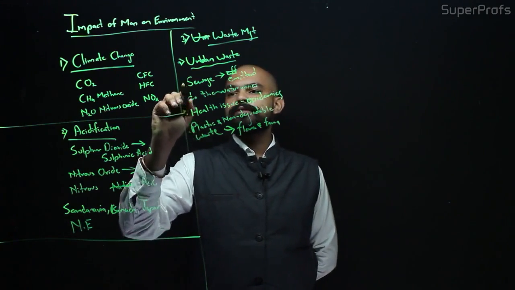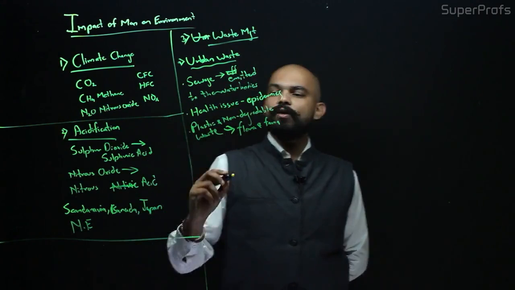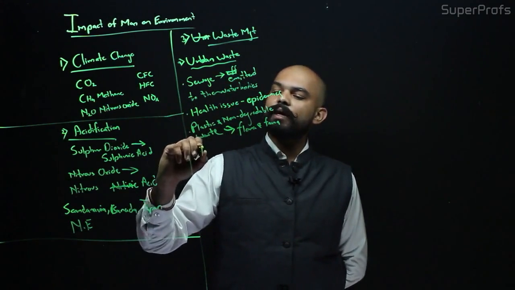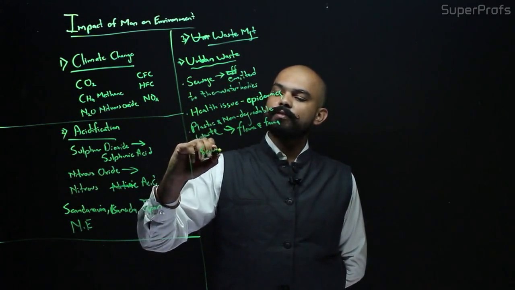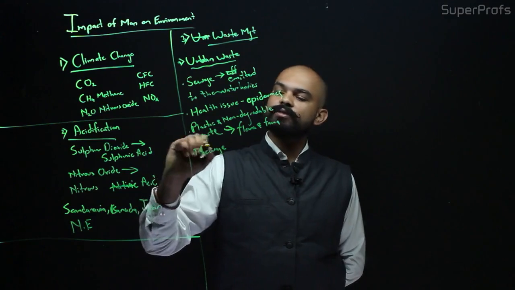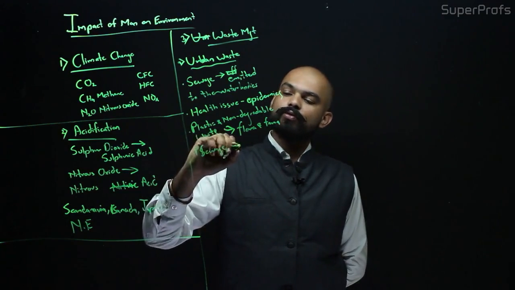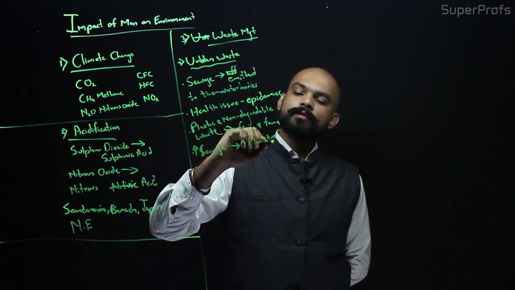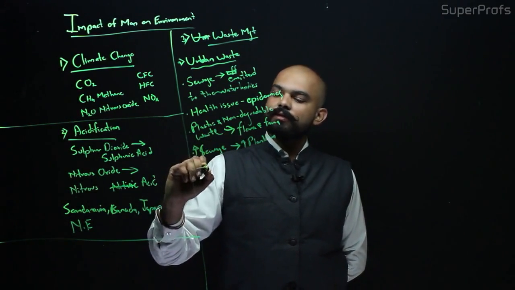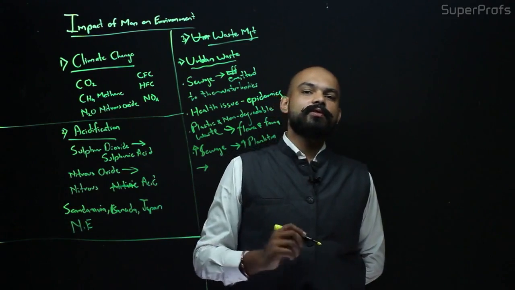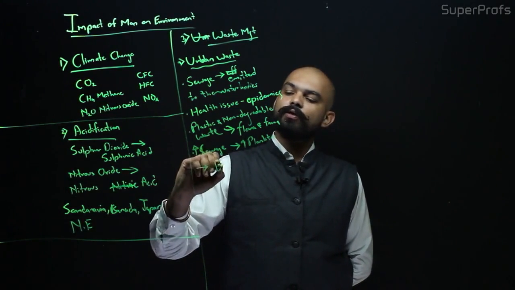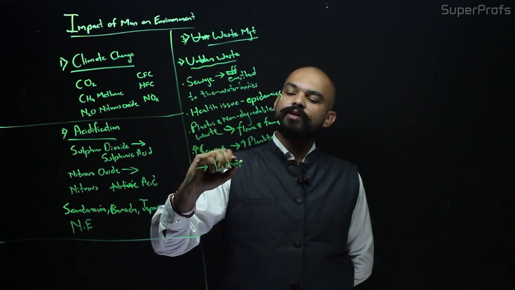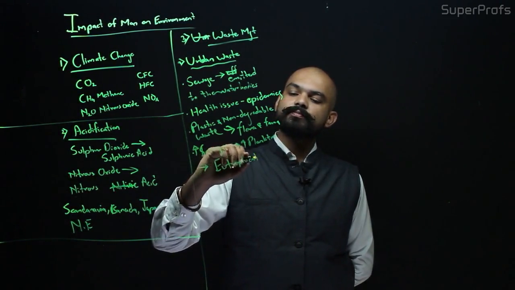Now, coming back to the sewage, it also causes growth of plankton. High sewage causes growth of plankton. This plankton consumes all the oxygen in the water and causes a phenomenon called eutrophication.